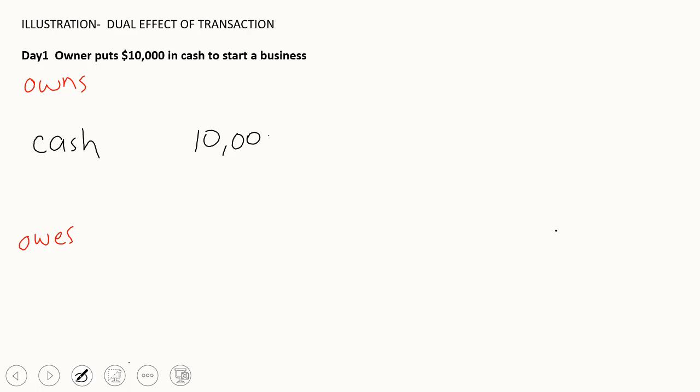Day 1. Owner puts 10,000 in cash to start a business. To make things simpler, I would say what business owns and what business owes. So let's change the color to black. Okay, so business has received 10,000 in cash. So the first effect is that cash is increased by 10,000 and cash goes under the heading of assets.